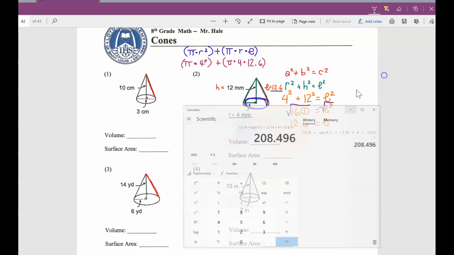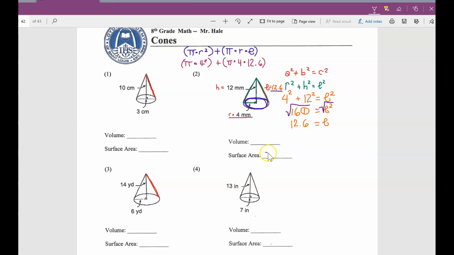208.496. We're going to round this up to 208.5. What are our units going to be? Well, this is measured in millimeters. And area is always to the second power. So the surface area of this cone is 208.5 millimeters squared.